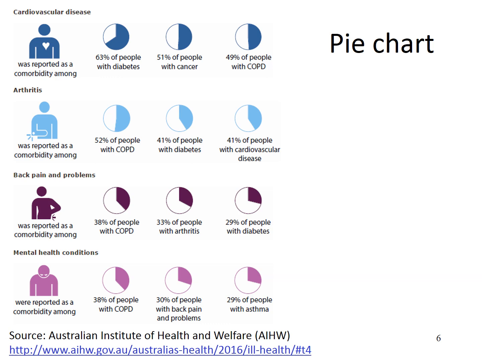Another type of graph is a pie chart. The percentages in a pie chart have to add up to 100%. This particular figure from the AIHW shows how often cardiovascular disease, arthritis, back pain, and mental health conditions were comorbid conditions.